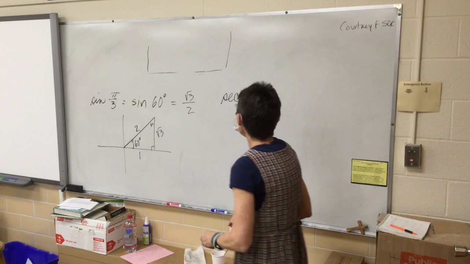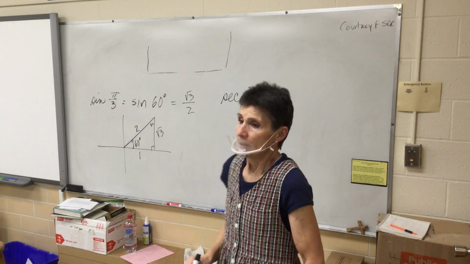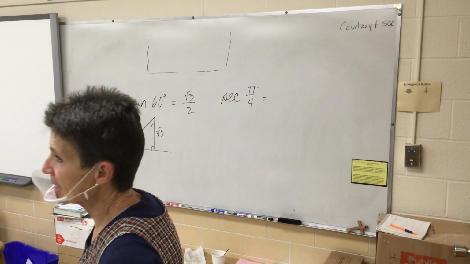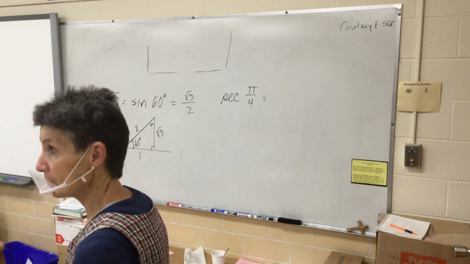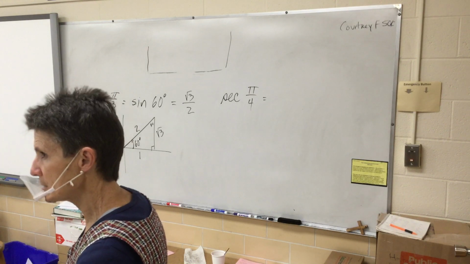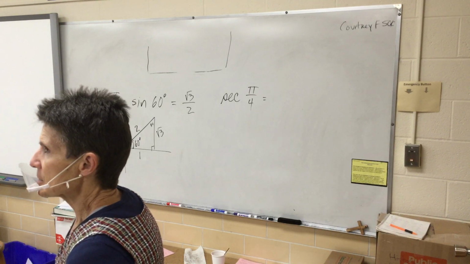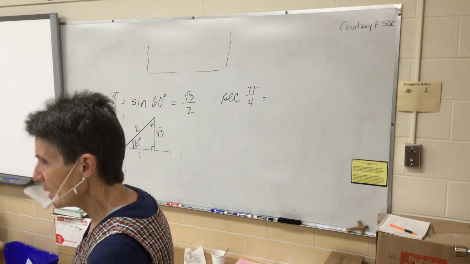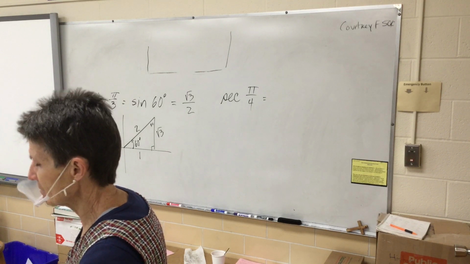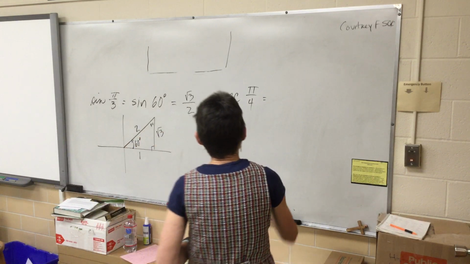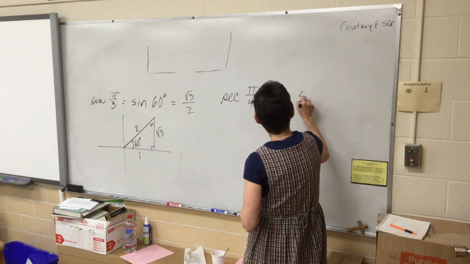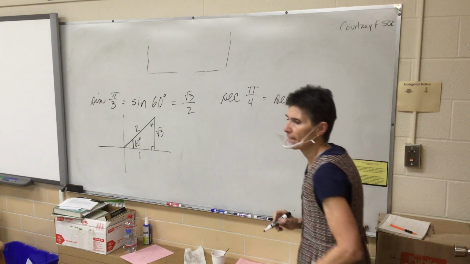Okay, so here we go. First thing, we memorized our triangles in 30, 60, 90, not pi over 6, pi over 3, pi over 2. So let's change this to degrees. So pi is 180. What would a fourth of that be? What's a fourth of 180? 45. So this is the secant of 45 degrees.